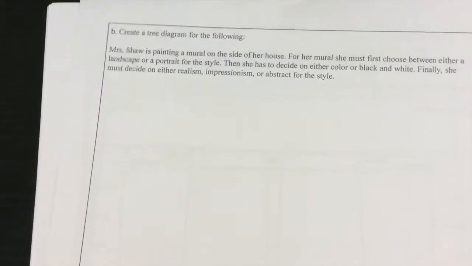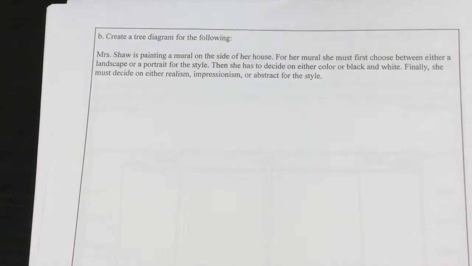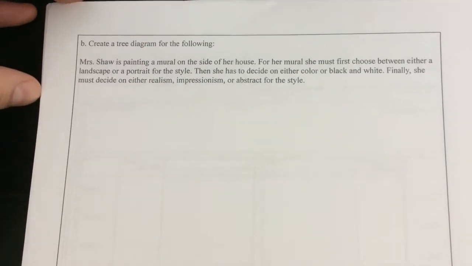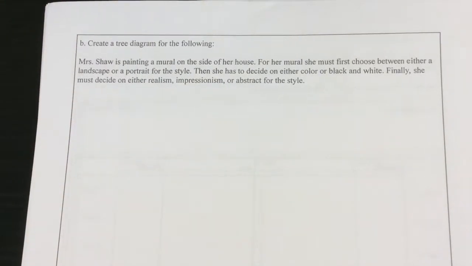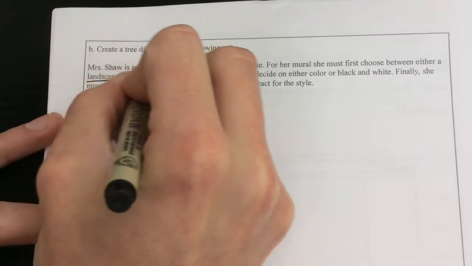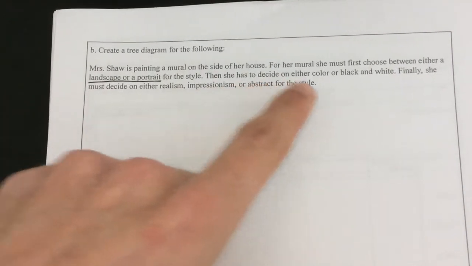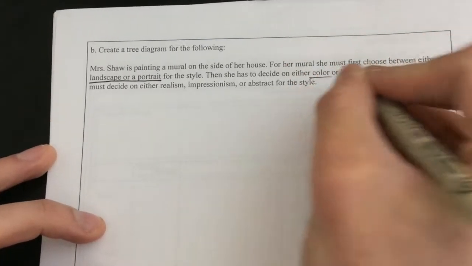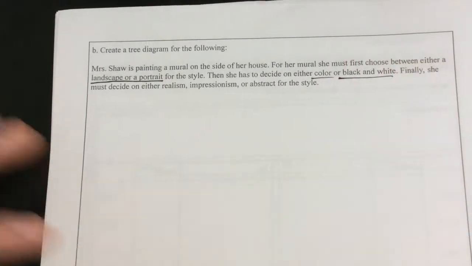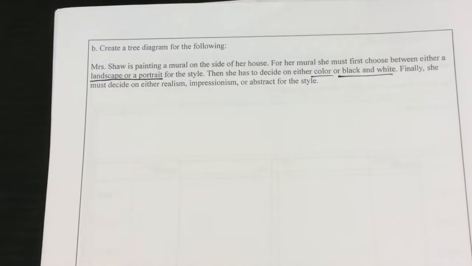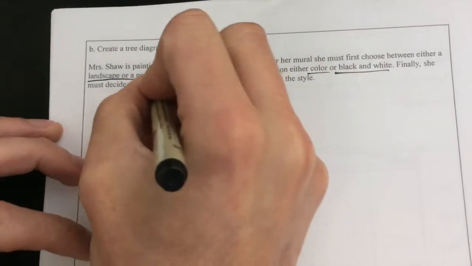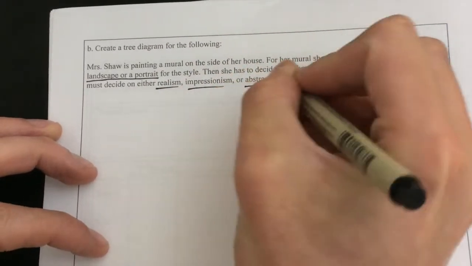So it says, Mrs. Shaw is painting a mural on the side of her house. For her mural, she must first choose between either a landscape or a portrait for the style. So that's the first event. 2 choices. Then she has to decide on either color or black and white. I hope that's not confusing. I meant it as color or black and white is one idea, right? So the mural is either in color or it's in black and white. Again, 2 choices. Finally, she has to decide on either realism, impressionism, or abstract for the style.